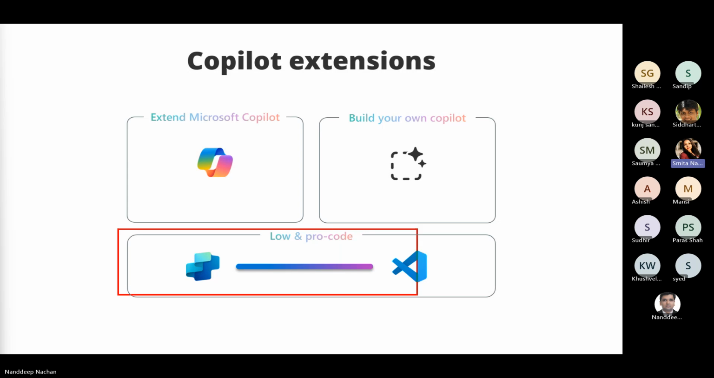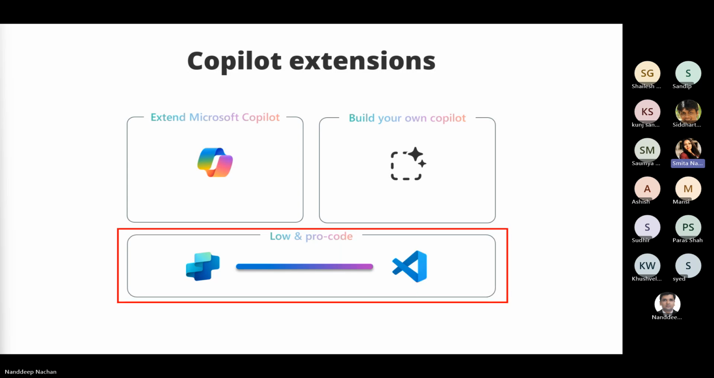Let's see the low-code and pro-code options. This category highlights that both low-code and pro-code solutions are available to extend or build Copilot. When it comes to low-code options, it's facilitated by tools like Microsoft Power Platform, which empowers users with minimal coding experience to create or extend the Copilot's capabilities. Power Automate and Power Apps, for example, allow users to build custom workflows and apps that can integrate with the Copilot.